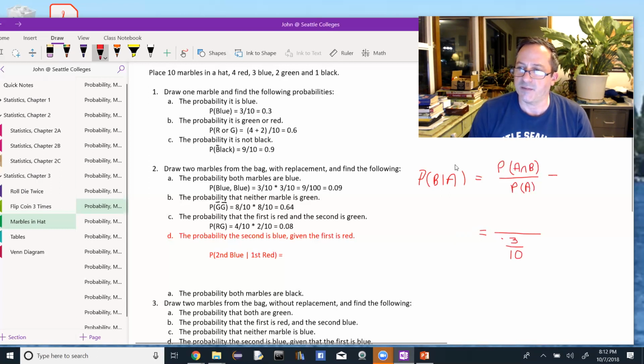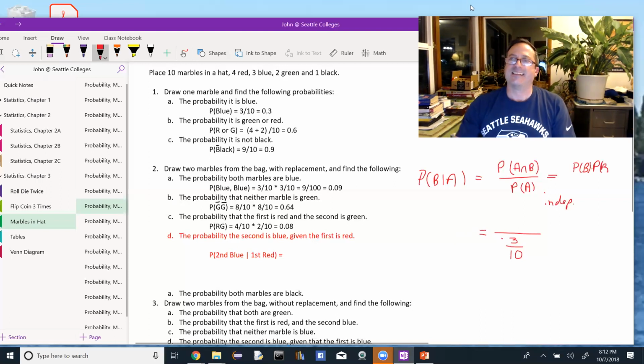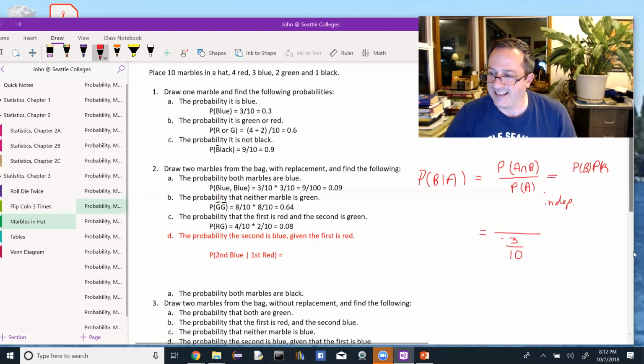So in this case, because of the independence, this probability of A intersect B is equal to the probability of B times the probability of A. I'm so confused. I think I messed this up. I'm going to pause again. Sorry. Be right back.